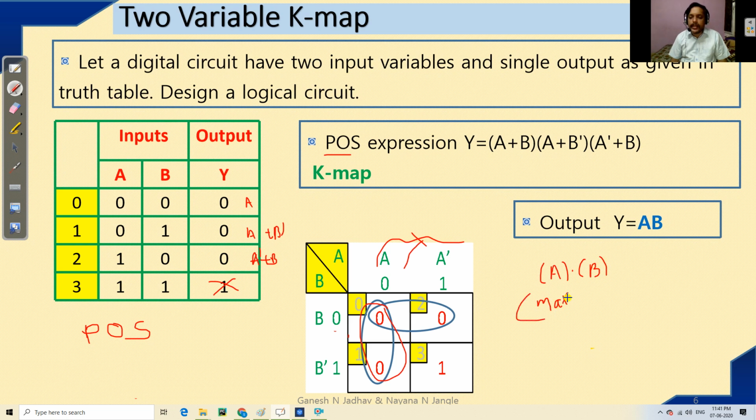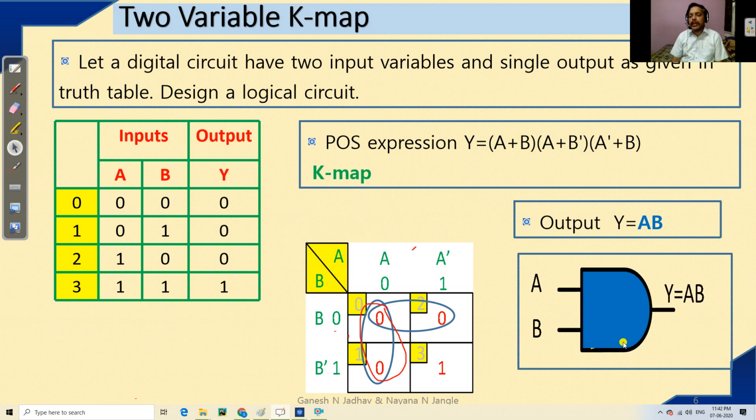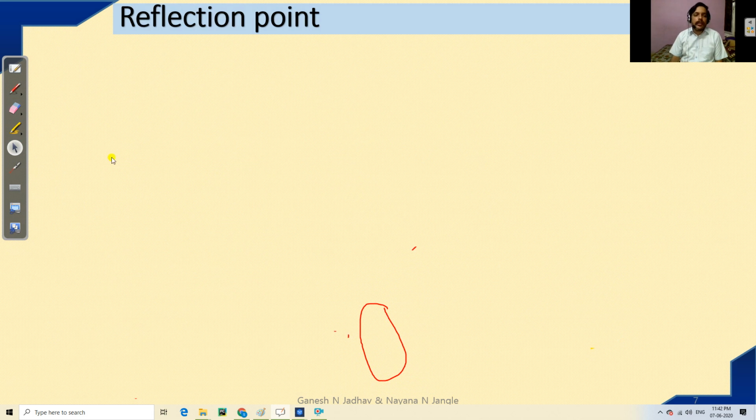For each group there is a max term, multiplied by the other group's max term. So here only a and b, so what is the output? AB, just like an AND gate. See, it is proven that it is the AND gate. Hence the output equation is equal to AB, and we can implement it using the AND gate only.